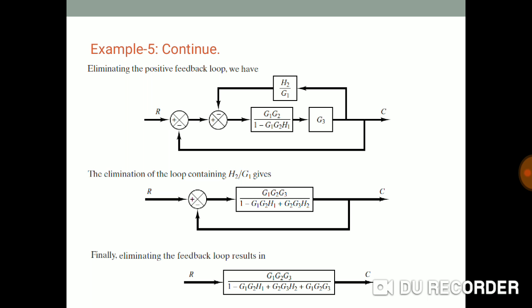Therefore the final answer, that is G1 into G2 into G3 divided by 1 minus G1 G2 H1 plus G2 G3 H2 plus G1 G2 G3 is there.